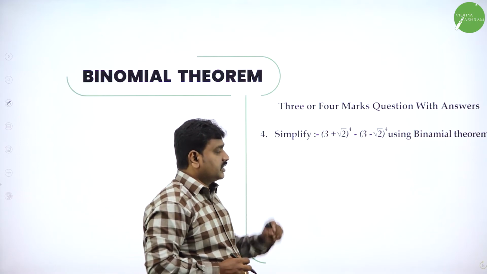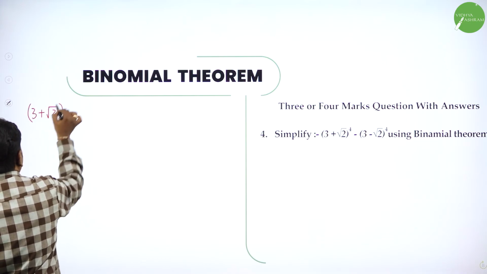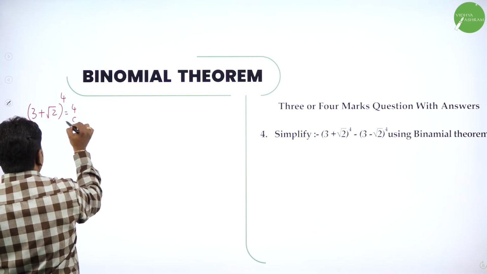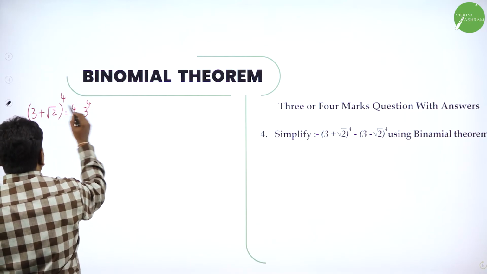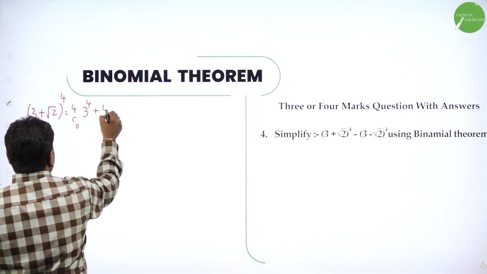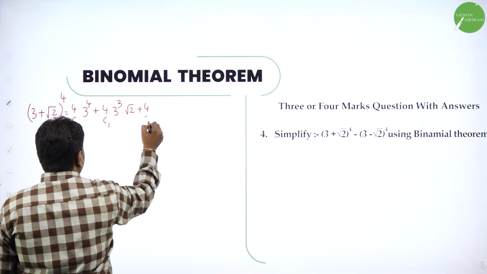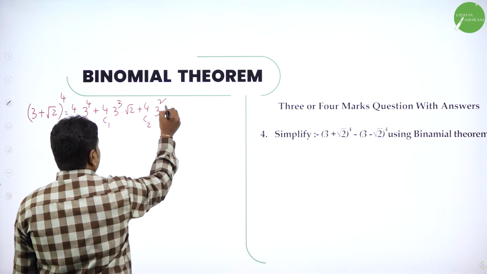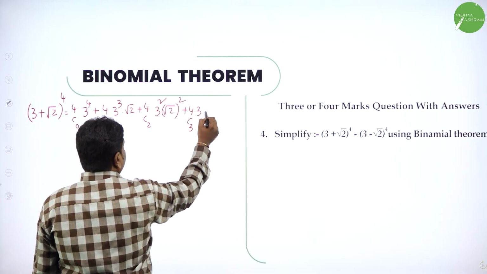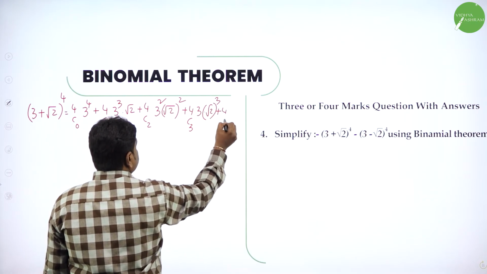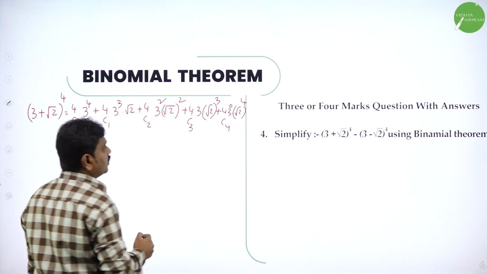We'll start with this and we'll conclude. So (3 plus root 2) power 4 can be written as 4C0 3 power 4 root 2 power 0. Root 2 power 0, no need to write though. Then plus 4C1 3 cube and root 2 power 1. Then 4C2 3 square and root 2 square. Then 4C3 3 power 1 and root 2 power 3. Last term is 4C4 3 power 0 and root 2 power 4.